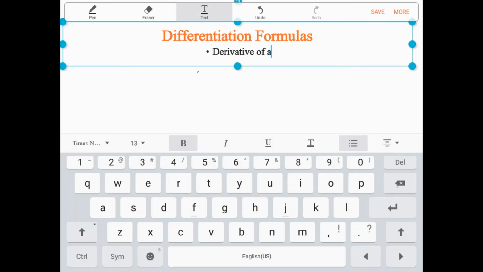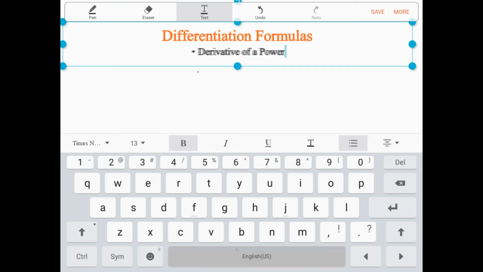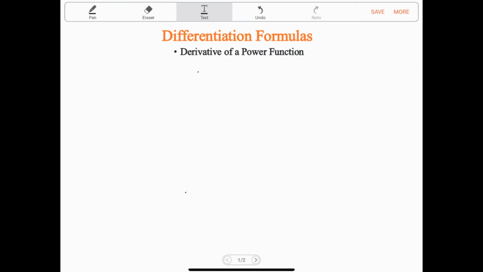Next differentiation formula is the derivative of a power function. F of x is equal to x raised to any number denoted by n. We can transfer n to the coefficient and subtract the exponent by 1. So it's going to be f of x prime is equal to n x raised to n minus 1.